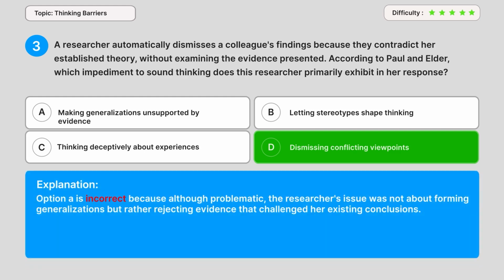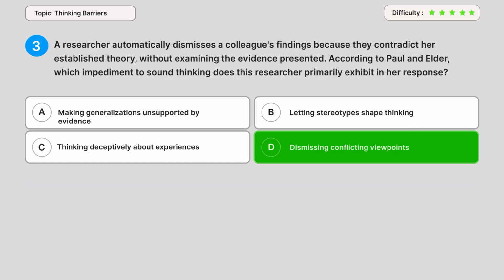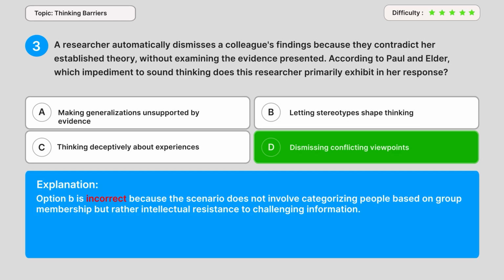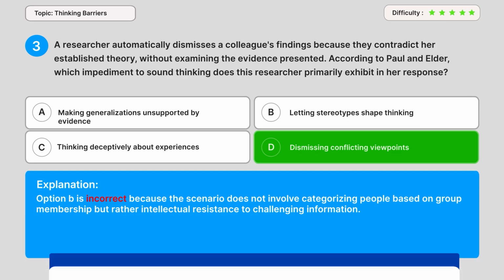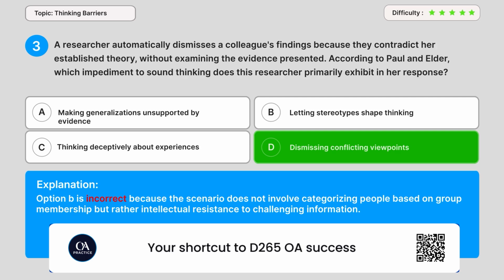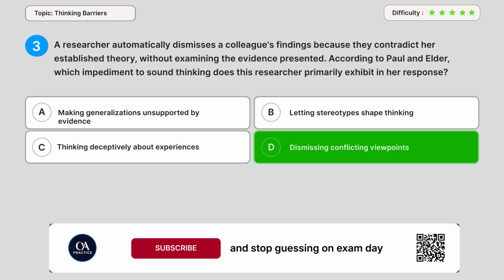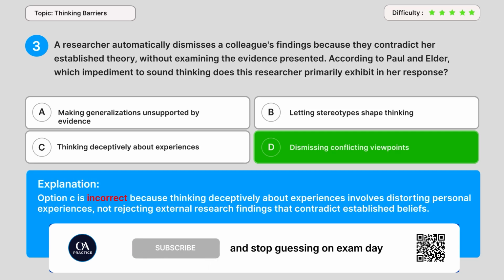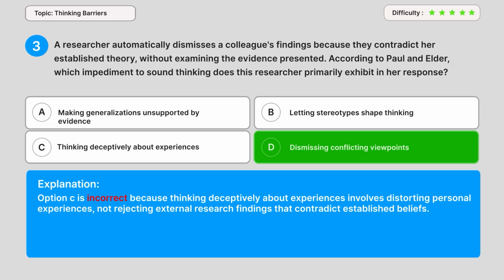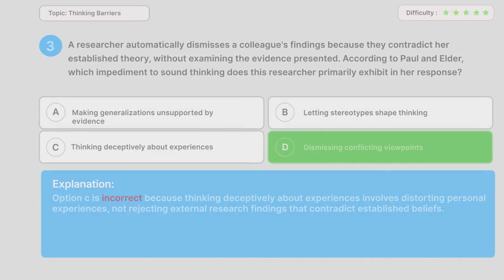Option A is incorrect because although problematic, the researcher's issue was not about forming generalizations but rather rejecting evidence that challenged her existing conclusions. Option B is incorrect because the scenario does not involve categorizing people based on group membership, but rather intellectual resistance to challenging information. Option C is incorrect because thinking deceptively about experiences involves distorting personal experiences, not rejecting external research findings that contradict established beliefs. This one targets a common roadblock to sound thinking.